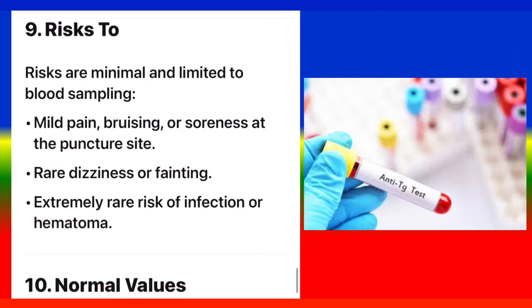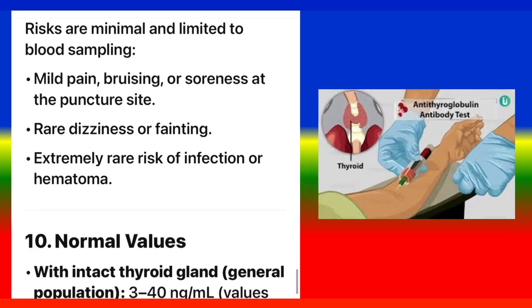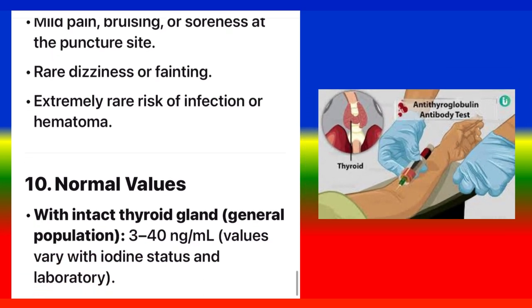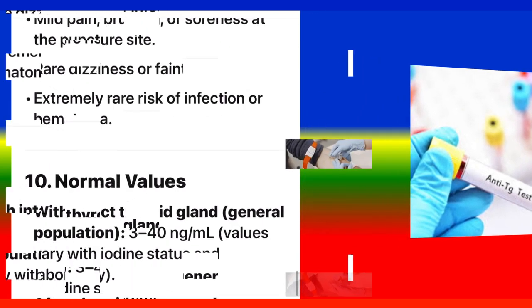Number 9. Risks. Risks are minimal and limited to blood sampling: mild pain, bruising, or soreness at the puncture site, rare dizziness or fainting, and extremely rare risk of infection or hematoma.